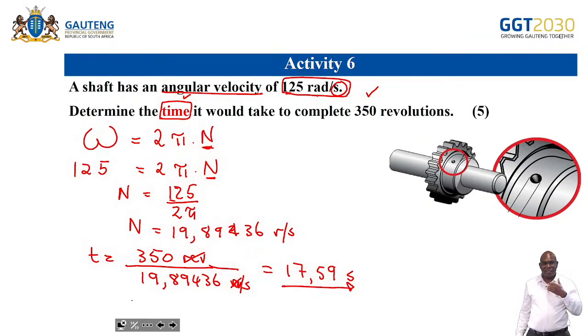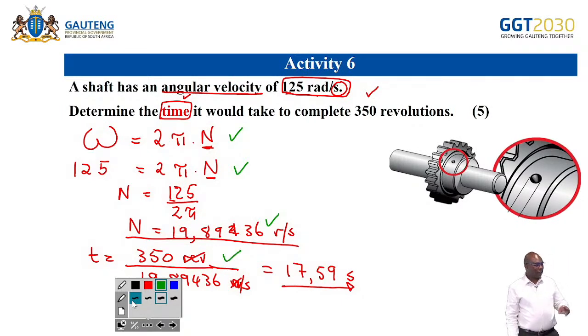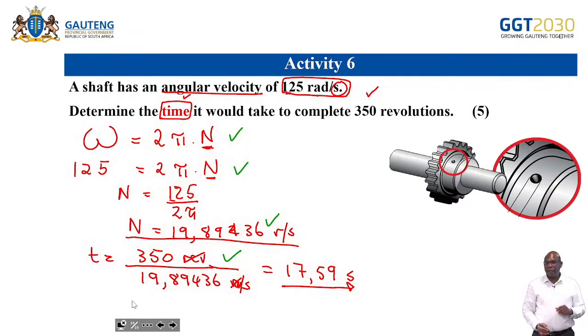Okay, so that is how we do that question. If you stop there, let's see how we're going to allocate marks on this one. You have a formula for that. Then you have the substitution and finding the value of n. Then to tell us that the time is 350 over 19.89, and then also to give us the final answer, which is going to be 5 marks. 5 easy, straightforward marks that you must get. So you can see how we do this question.